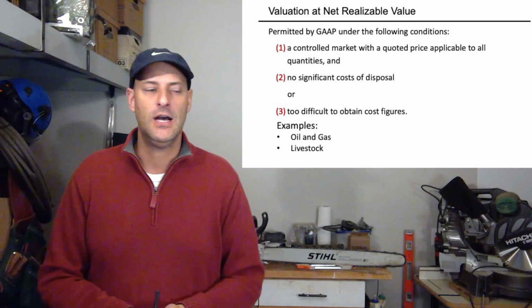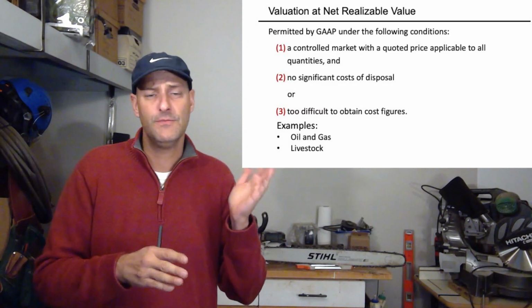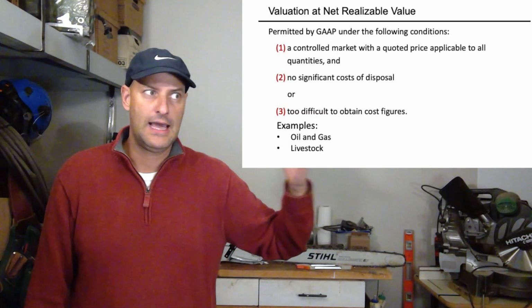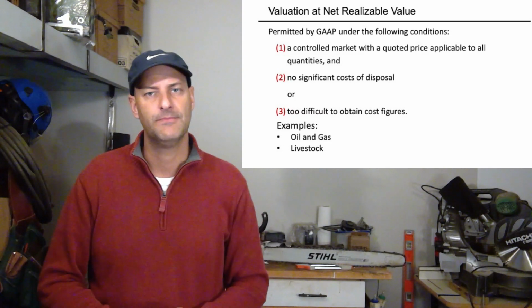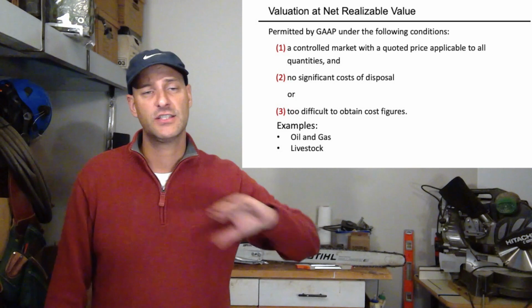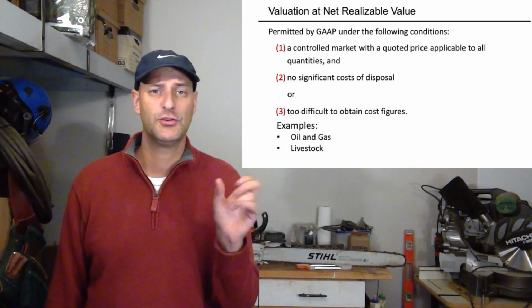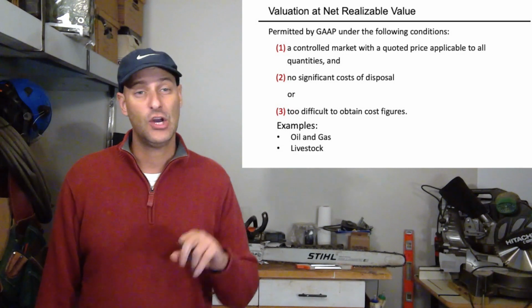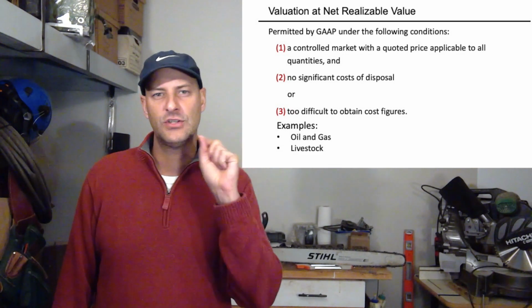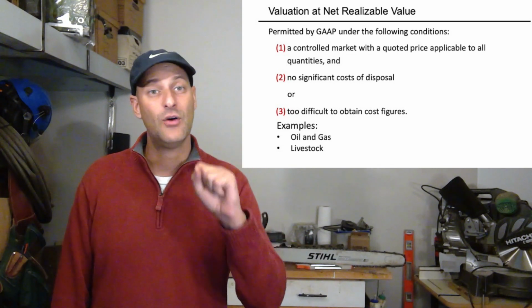West Texas Intermediate crude is essentially housed almost entirely in Tulsa, I believe. So, for instance, no significant cost of disposal. So those are the two criteria: either no significant cost of disposal or too difficult to obtain cost figures. So that is how it's done.